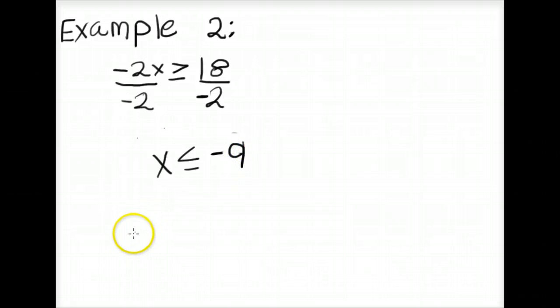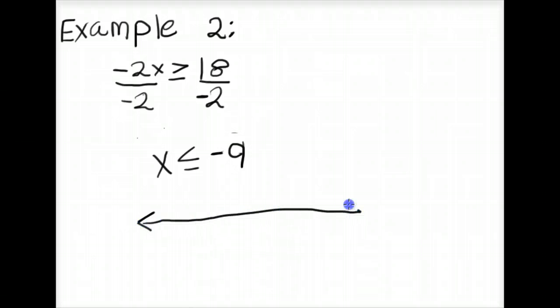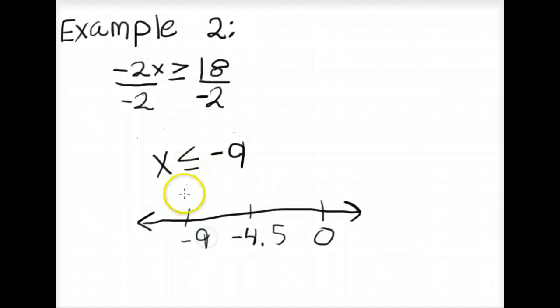And then we would indicate this on a number line. So if we were showing the number line, we're going to say this is 0. This will be -4.5. This will be -9. And since this is less than or equal, we indicate that with a closed circle at -9 and an arrow pointing in this direction.